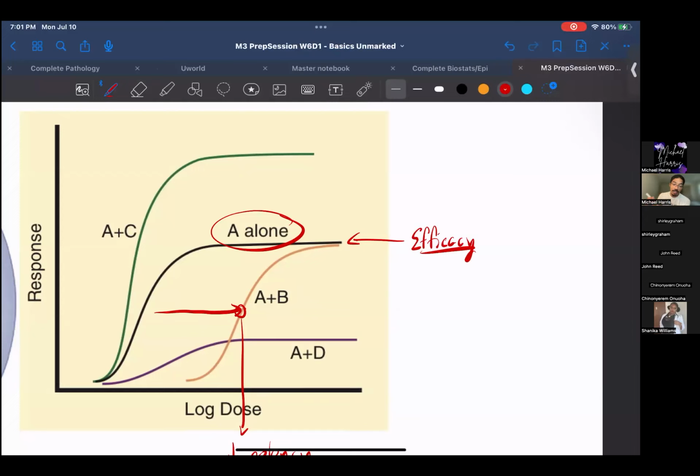And you see that here. We gave an antagonist, a competitive antagonist, and Vmax or efficacy stayed the same, but the potency decreased because we need a higher dose. Okay?